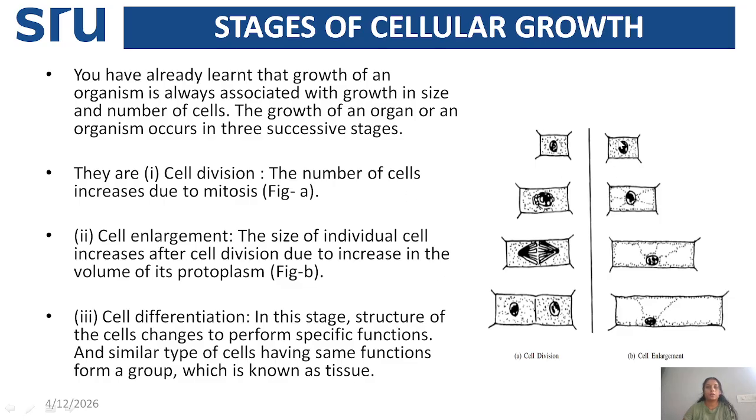For example, in tissue culture we have callus. Callus means an undifferentiated mass of cells. After cell division, we get a mass of cells, and we can't tell its specific role. Once the mass of cells attains enlargement, it then attains a specific function.